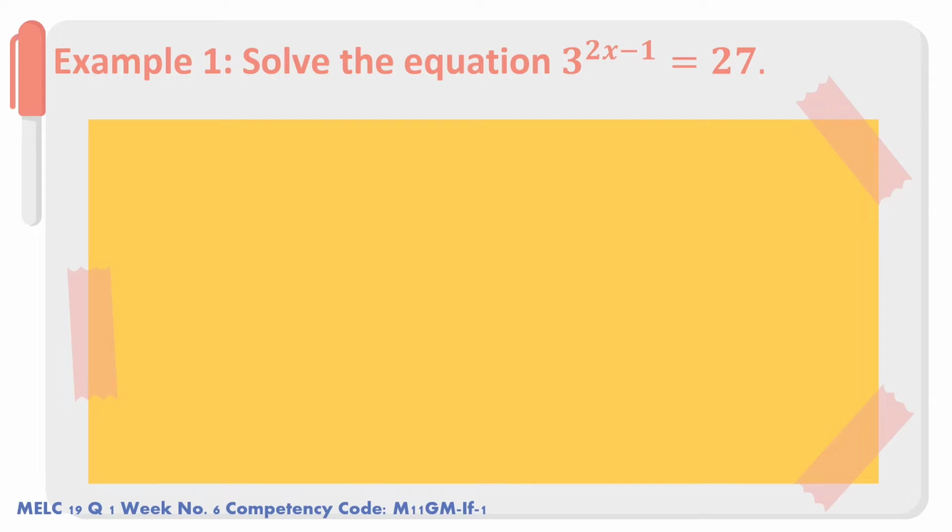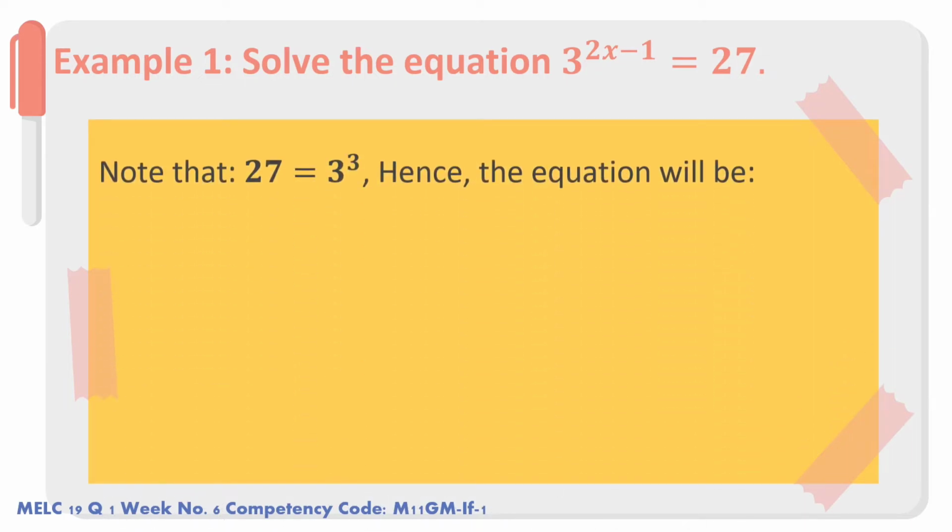Solve the equation 3 raised to 2x minus 1 equals 27. Note that 27 can be written as 3 cubed. Hence, the equation will be 3 raised to 2x minus 1 equals 3 cubed. Applying the one-to-one property, we can equate the exponents such as 2x minus 1 equals 3. Solving for x, applying the addition property of equality, we have 2x equals 4. Then applying the multiplication property of equality, we have x equals 2.